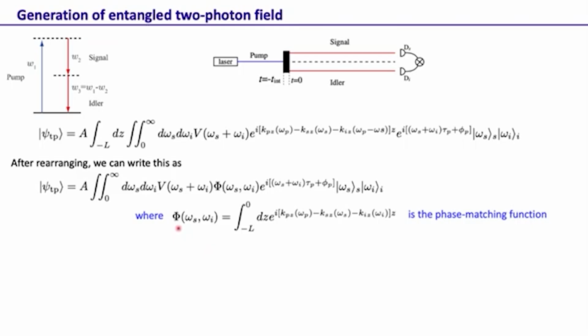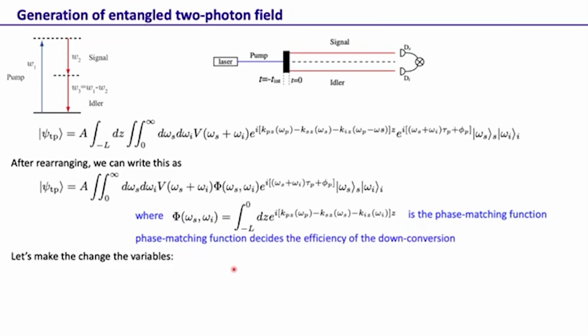And in the next lecture we will look in detail at what affects the phase matching, how to control the phase matching, what is the effect of the thickness of the crystal on the phase matching and as a result on the down conversion process, and what is the effect of other pump parameters on the down conversion process and so on. So this we will do in detail. For now it's just that the phase matching decides the efficiency of the down conversion. Okay, so that's our 2-photon state.